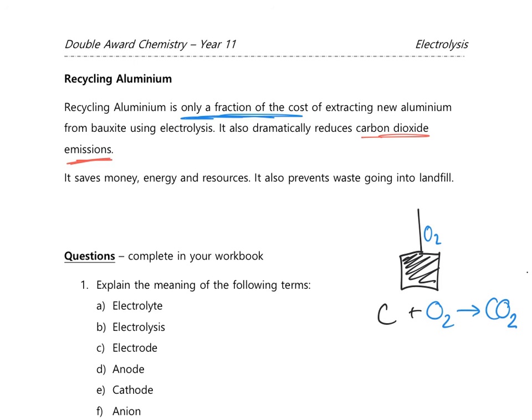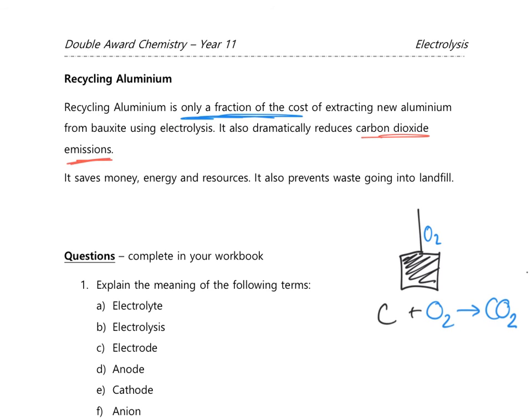And finally then, it prevents waste from going into landfill. If I've got aluminium that I've used and I'm done with, I have 2 choices. I can either recycle it or I can throw it in the landfill. If I recycle it, it'll reduce that space taken up by the landfill. So there are some advantages there of recycling aluminium that you need to be aware of.